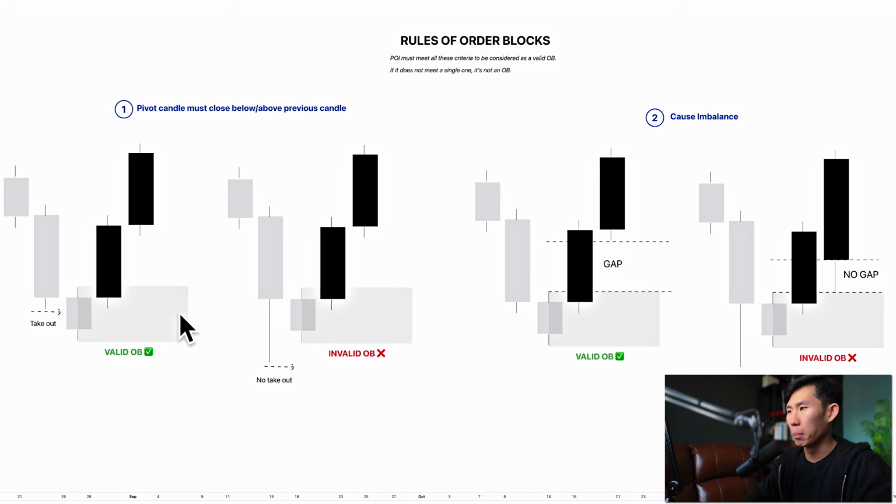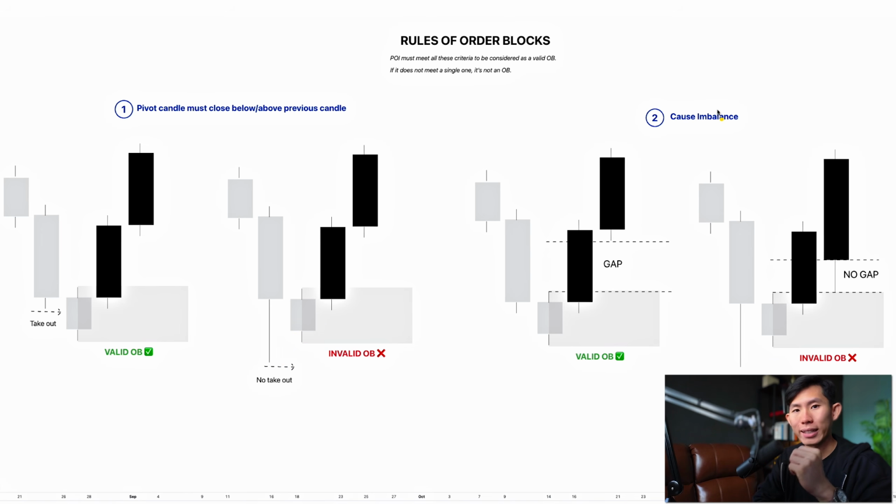So looking at these 2 examples that we have right here, this pivot candle did close below the last candle. But this pivot candle did not manage to close below the previous candle, since this previous candle went all the way down here. Right, so this pivot candle actually closed up here, so it's not really considered as a valid order block in this case.